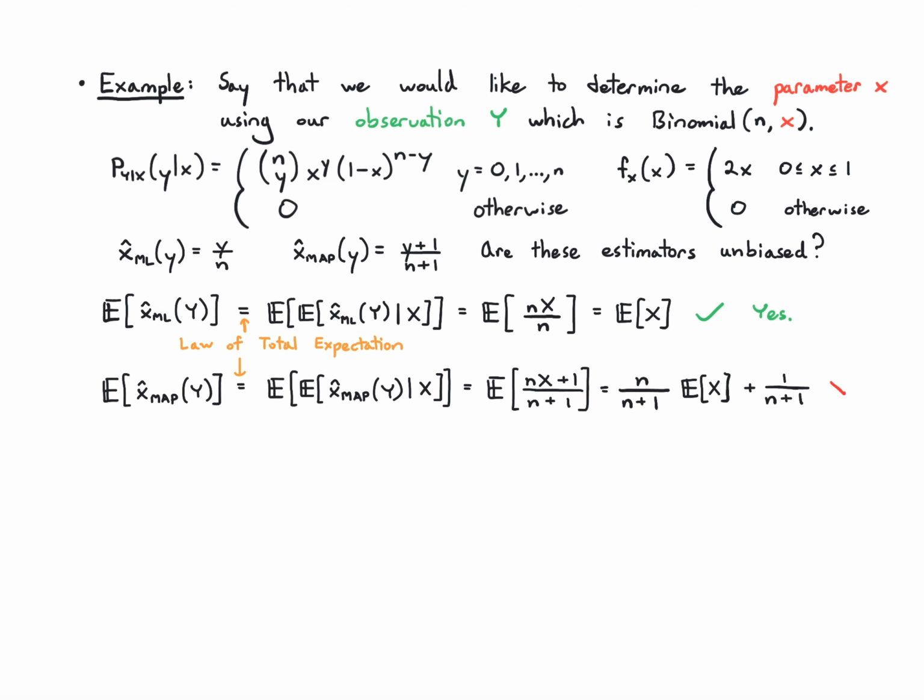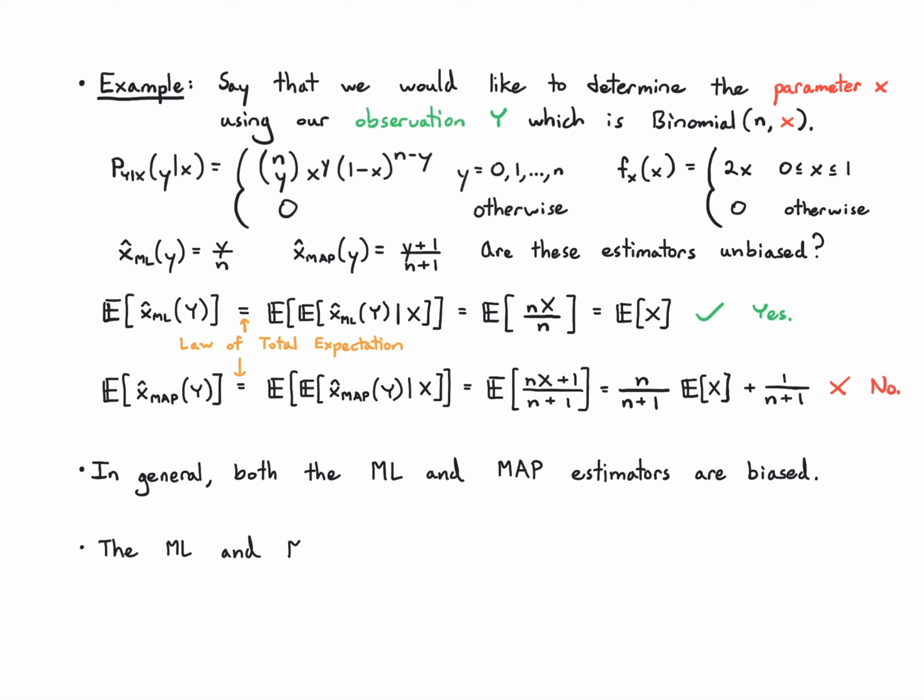Okay, so this is not unbiased, it's really biased. So it's not on average returning me the average value of x. All right, and in general, this is just one example. In general, both the ML and MAP estimators are going to be biased, right? So that's just how it is.